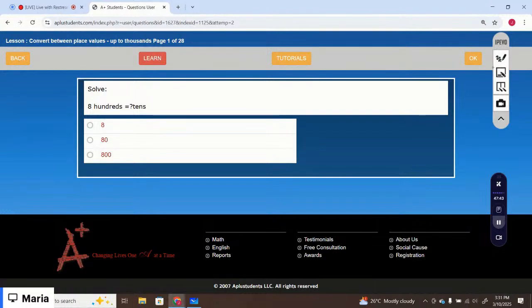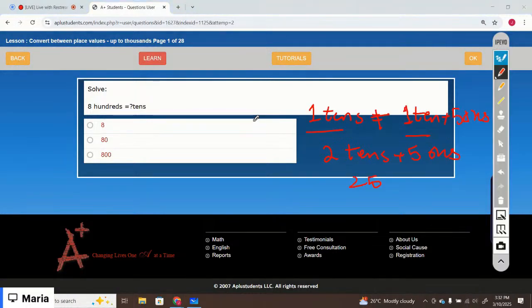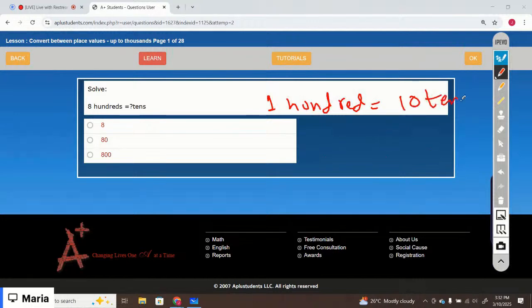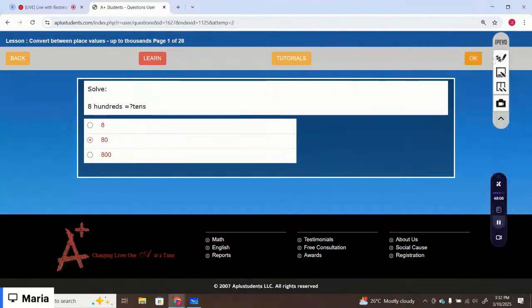Hundred equals how many tens? In 100, 10 times. So 800 is equal to 80 tens. Option number 2 is the correct option. 80 tens it is.